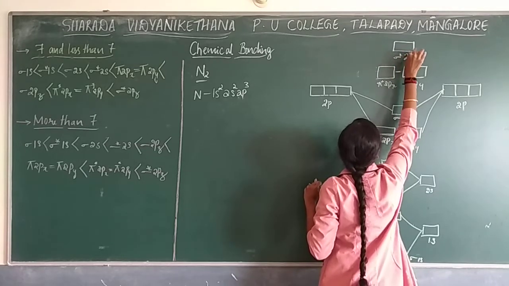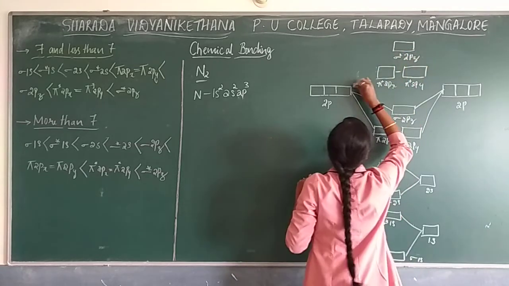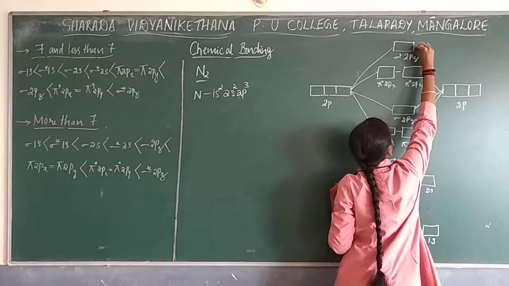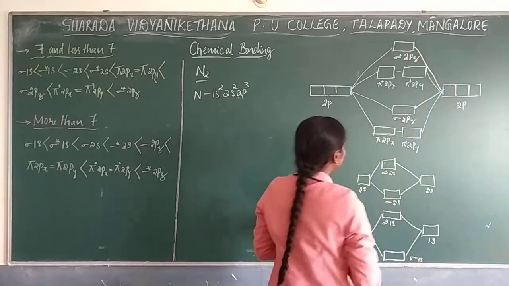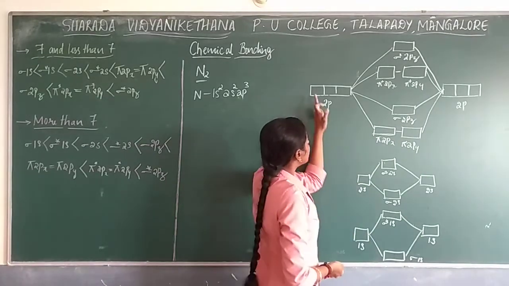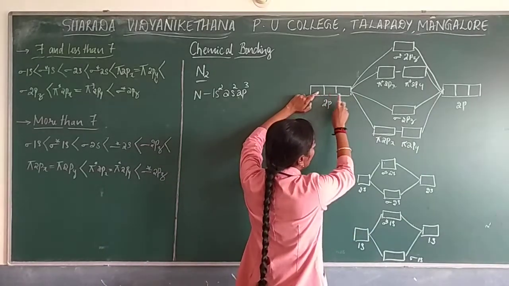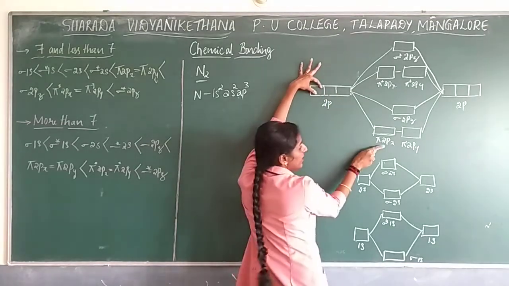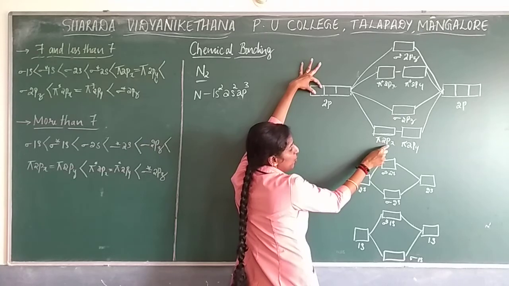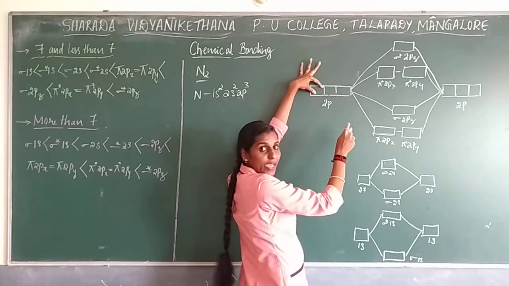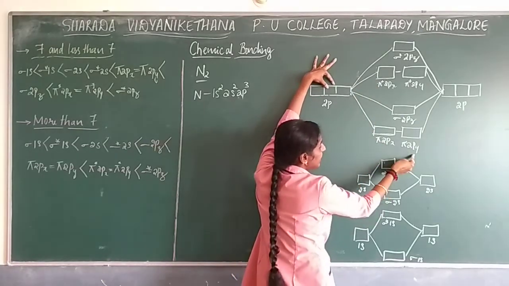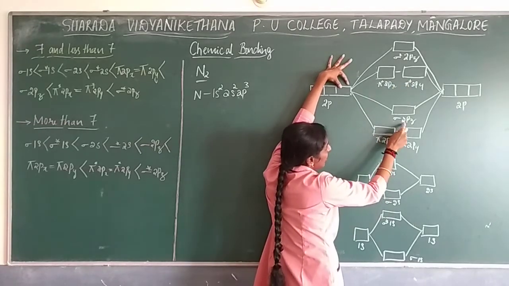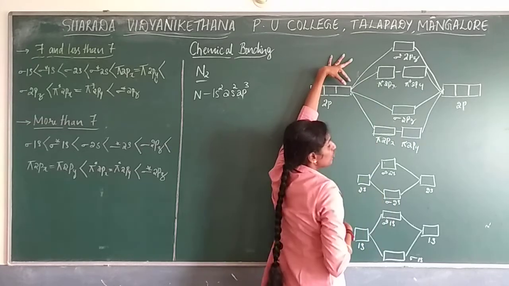Sigma star 2pz. This is the anti-bonding molecular orbital that comes from your p orbital. Now you may think of the p orbitals as px, py, pz. px will generate sigma, pi 2px as well as pi star 2px. Similarly, py gives pi 2py, pi star 2py. pz will be represented as sigma 2pz and sigma star 2pz.